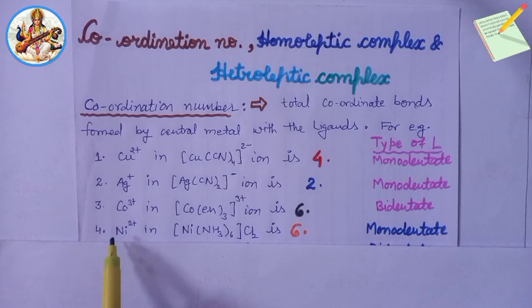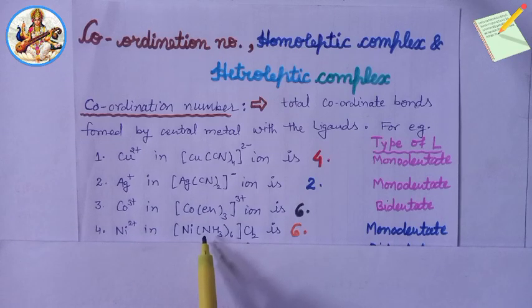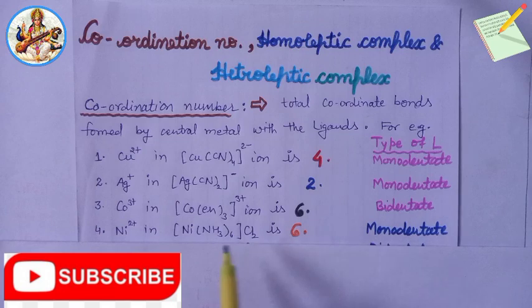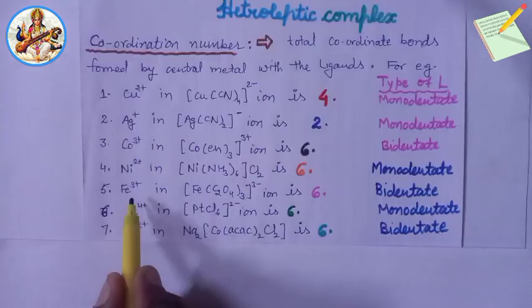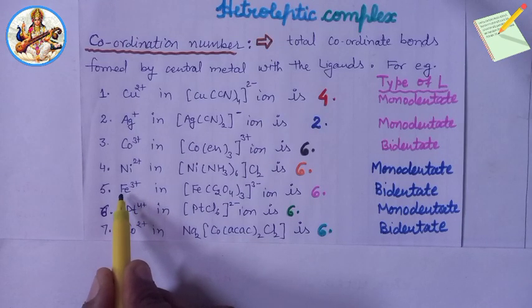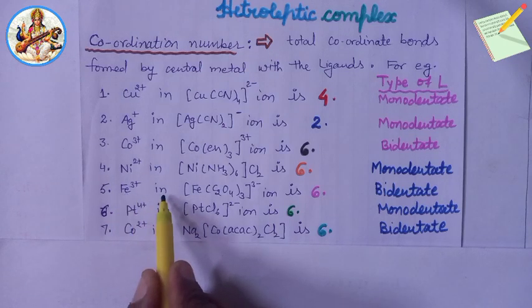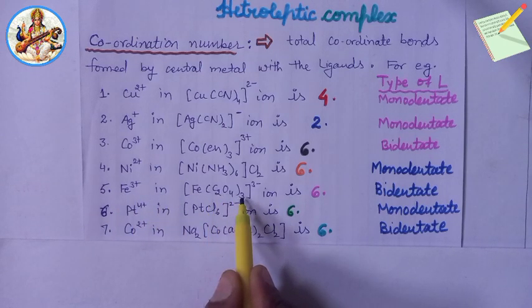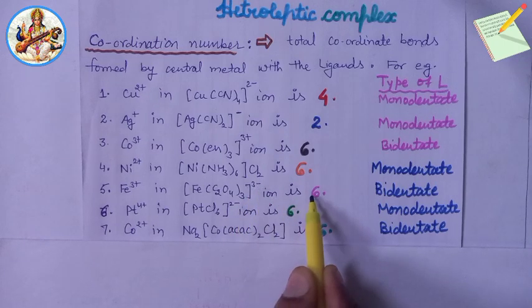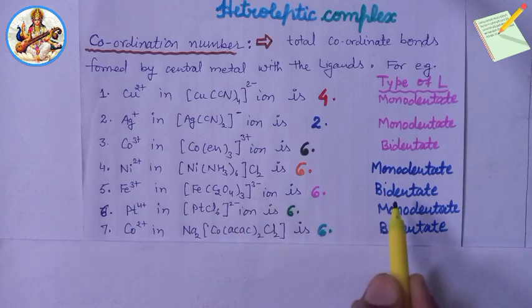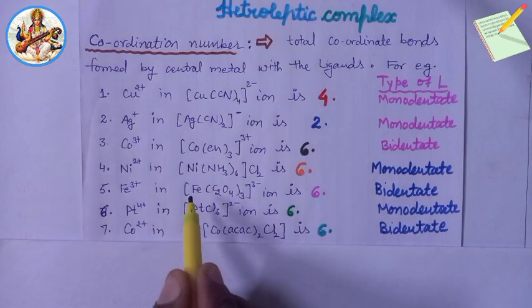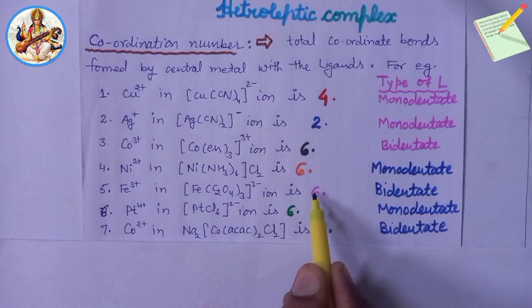Similarly, the coordination number of Ni2+ in [Ni(NH3)6]Cl2 is 6. We know that ammine is a monodentate ligand, therefore the coordination number of nickel 2+ in this complex compound is 6. Similarly, the coordination number of Fe3+, ferric ion, in [Fe(C2O4)3]3- ion is 6. We know that oxalato is a bidentate ligand, therefore the coordination number of ferric ion in the complex ion is 6.